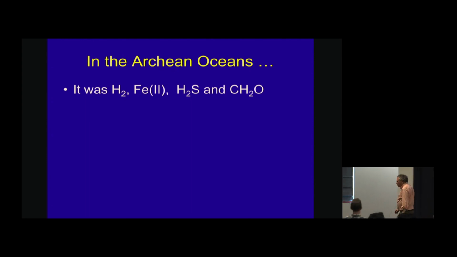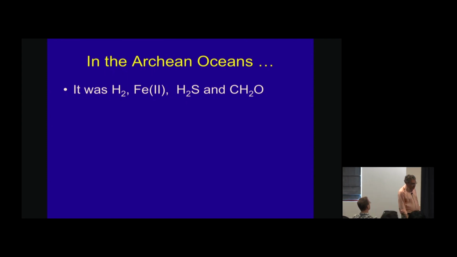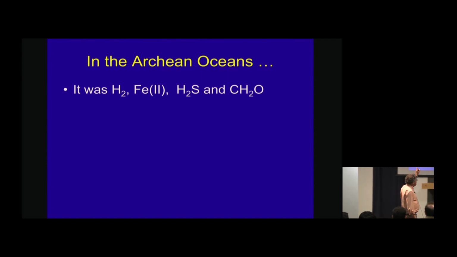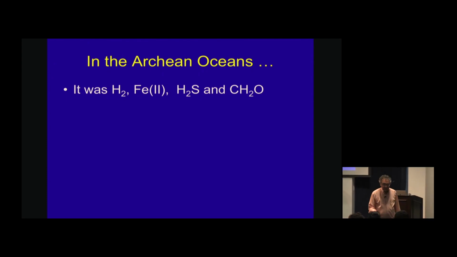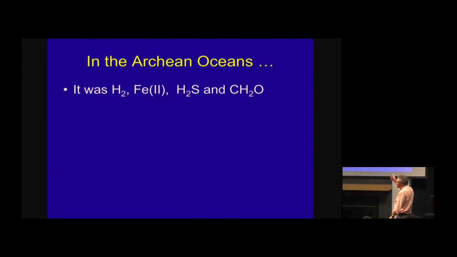We're starting at 4.5 billion, and we're going to walk up to 2.5 billion, and the 2.5 billion is not arbitrary. This is what's called an unconformity in geology. This is a geological boundary. In the Archean Ocean, the sources of electrons for life were hydrogen gas, iron 2, which was a big source, hydrogen sulfide, and organic matter itself.